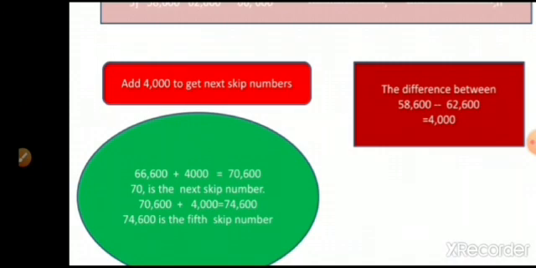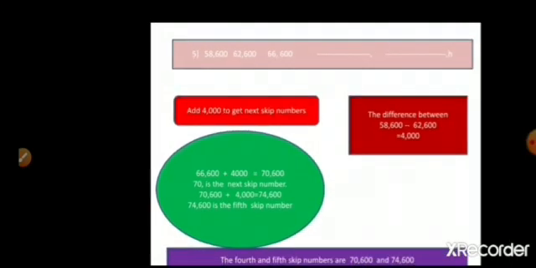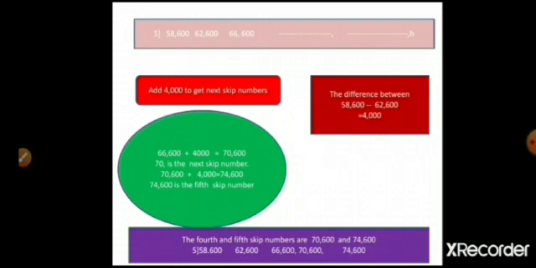The third number is 66,600. To that we add 4,000. Then we get the fourth skip number, 70,600. 70,600 is the next skip number. To that again we add 4,000. Then we get the fifth skip number, 74,600. 74,600 is the fifth skip number. The fourth and the fifth skip numbers are 70,600 and 74,600. Now we complete the series.